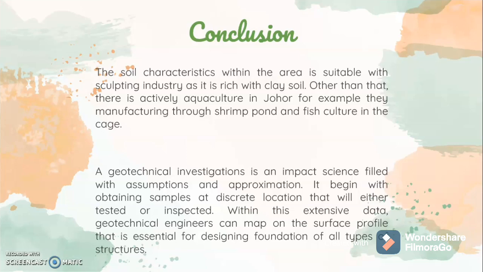The conclusion here is that the soil characteristic within the area is suitable for the sculpting industry as it is rich with clay soil. Other than that, there is active aquaculture in Johor, for example, shrimp ponds and fish culture in cages.